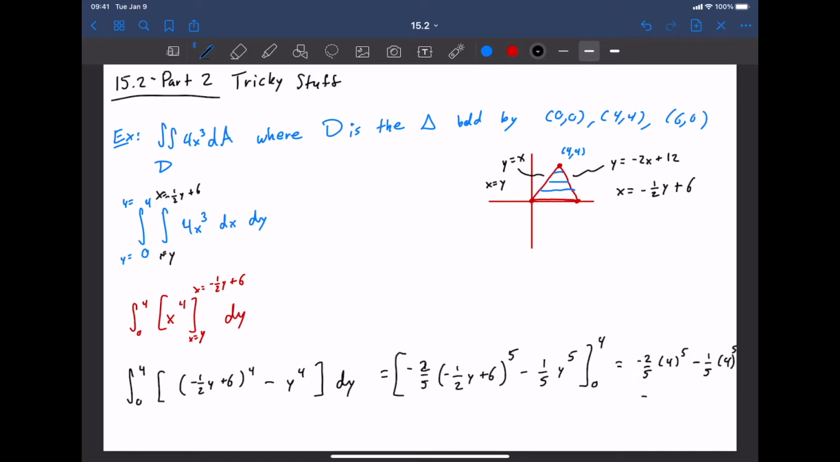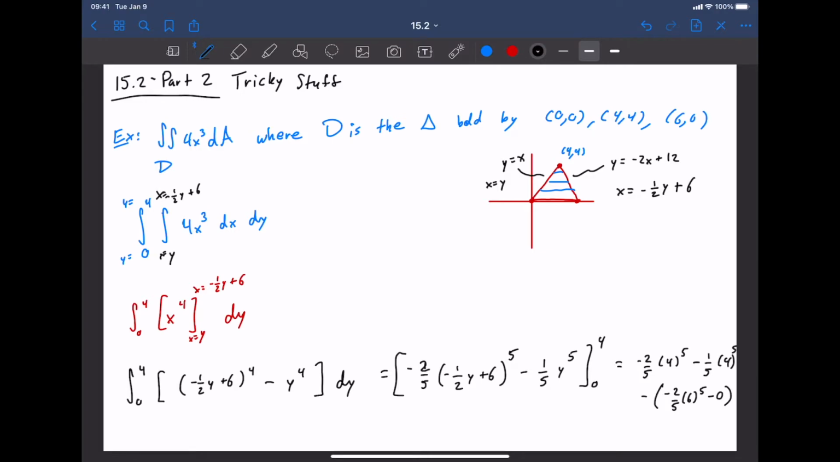minus, plugging in 0 does not give you 0 here. That's the kind of thing you want to watch out for. -2/5 times 6 to the 5th minus 0. So, not a nice number. Not going to spend time simplifying that. But the main takeaway is you would not want to do this as a type 1 region. The region itself can force you to choose which kind of problem you're doing.